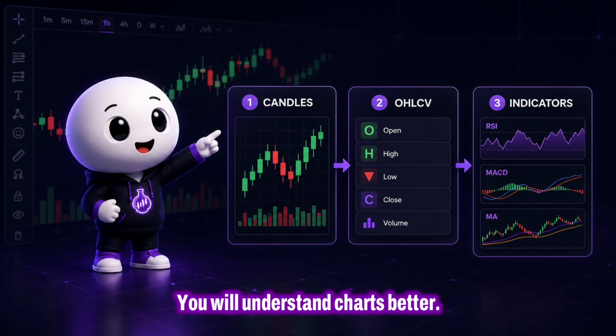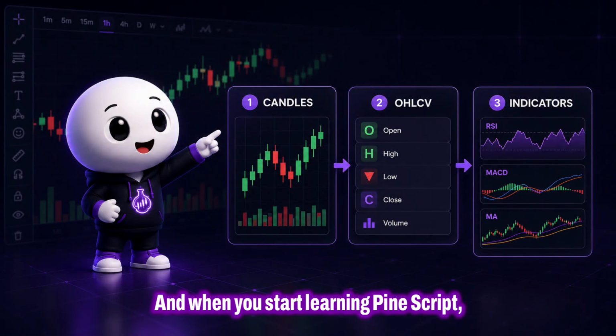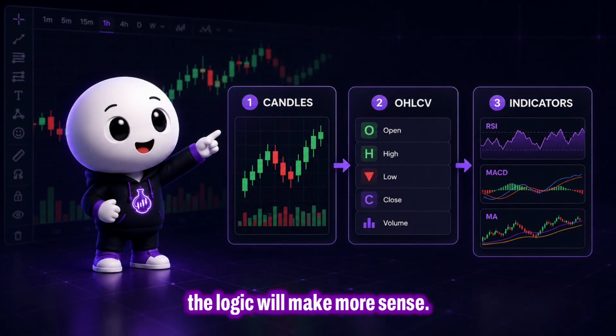You will understand charts better. You will understand indicators better. You will understand backtesting better. And when you start learning PineScript, the logic will make more sense.